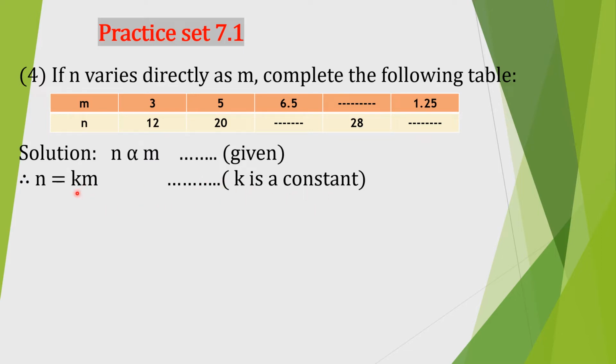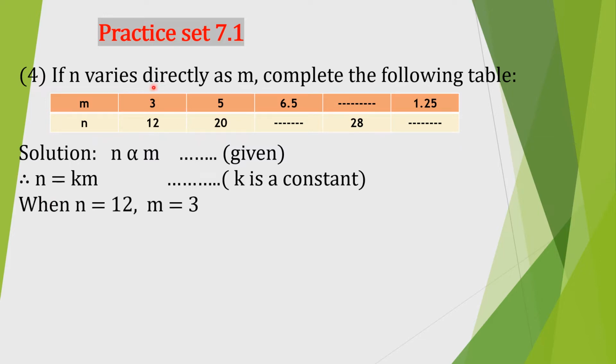Yesterday I explained what is constant. Constant is that value when you take the ratio of both the quantities, you will get this constant term. Now it is said n varies as m, so that is n upon m. So 12 upon 3 you'll get 4. Now 20 upon 5, that also you'll get 4. So 4 is the constant value. Okay. Now moving to the next sum.